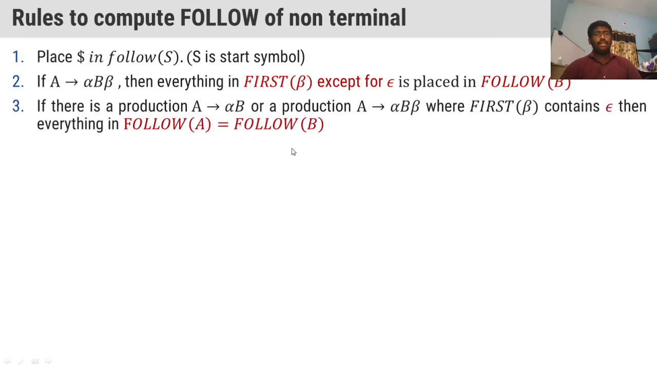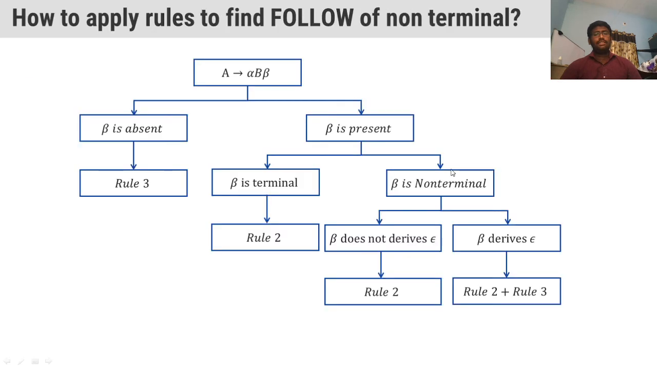Suppose beta is a non-terminal. Then we go for two cases: whether beta derives epsilon or beta does not derive epsilon. If beta does not derive epsilon, we will simply go for rule 2. If beta derives epsilon, we will go for rule 2 plus rule 3. Remember this table.